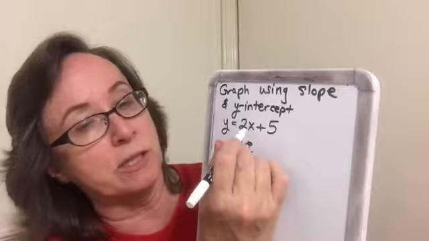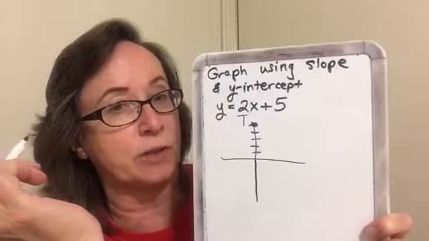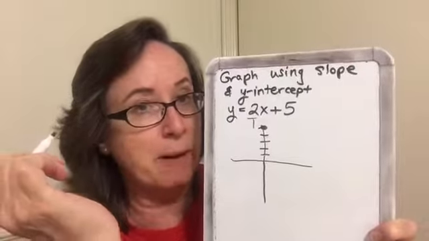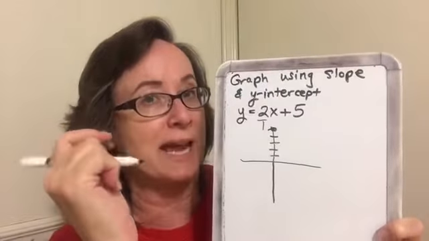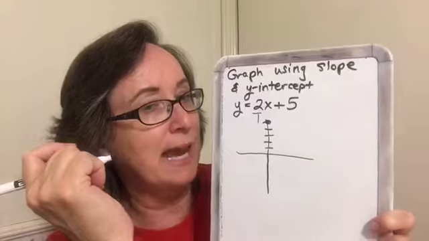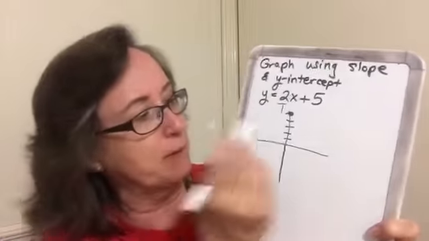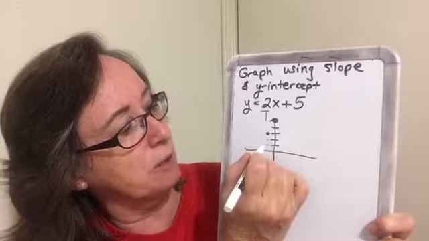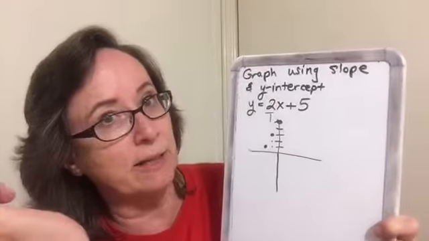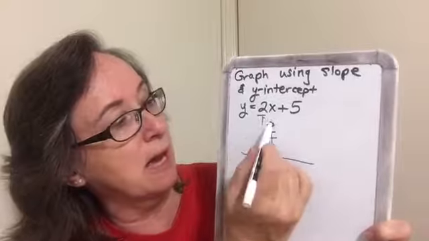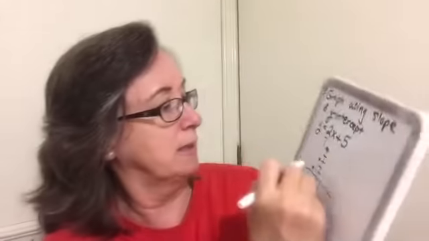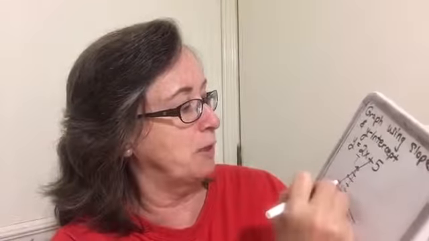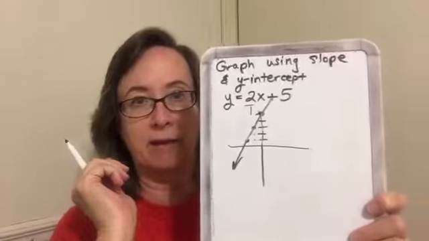I could go up 2 over 1, but I am running out of room. But since it's a positive slope, I can go down and back and stay on my grid a little better. So down 2, back 1, down 2, back 1 is going to do the same thing as up 2, right 1. So we have our slope of 2, and there is our line.